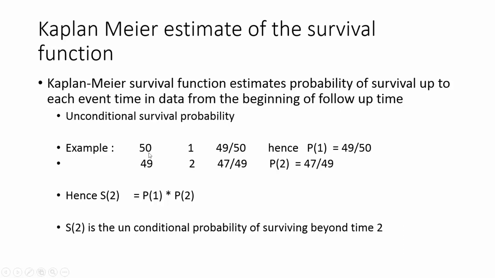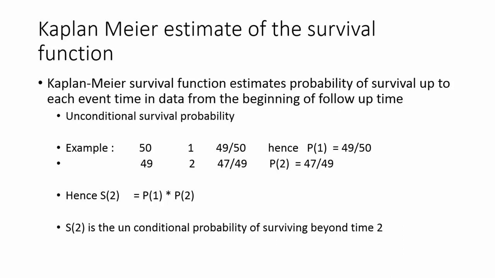There are 50 patients. At time 1, one person died. So what's the probability that somebody is going to survive beyond time 1? It is 49 by 50. If you know the basic rules of probability, it's the number surviving divided by the total population. So 49 by 50 is the probability that you are going to survive beyond time 1. Hence, the conditional probability of surviving beyond time 1 is 49 by 50. I'll denote it as P of 1.